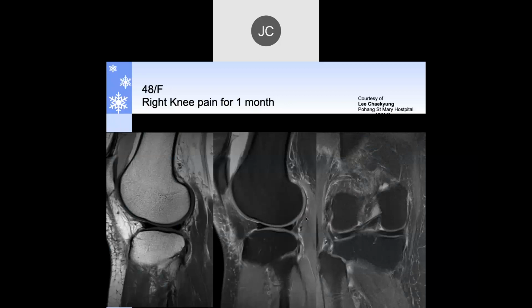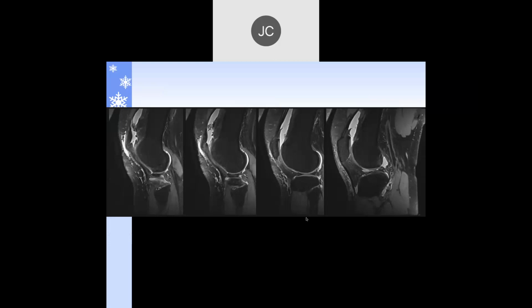Okay. 48-year-old woman, right knee pain for a month. Sagittal PD on the left. Meniscus looks okay. Middle is a T2. See a joint effusion. So these T2 images, these are the PD fat set images.